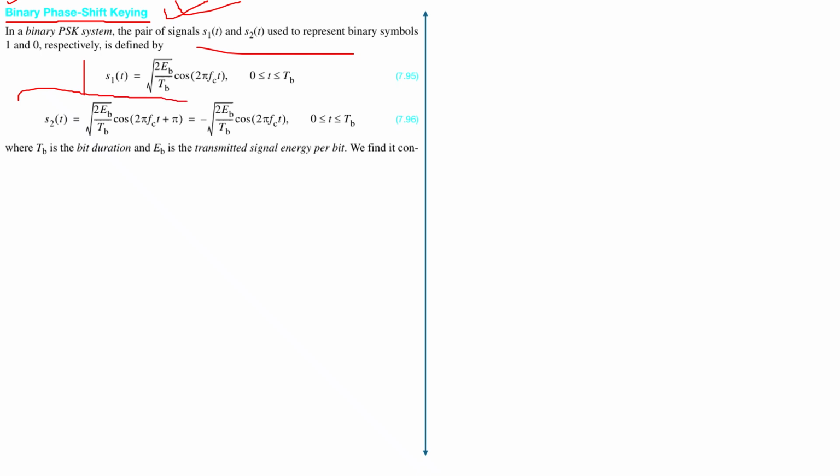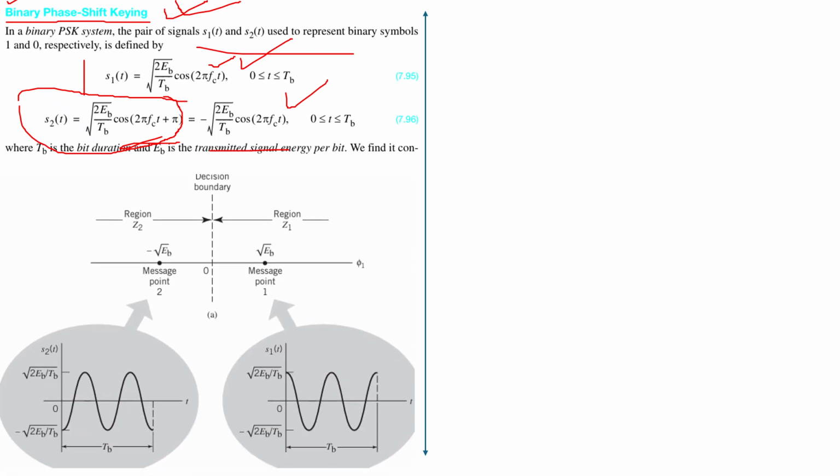So here s1 we can write as square root of 2Eb by Tb. This one belongs to signal s1(t), and if we shift by plus pi, of course it will become s2(t). Plus pi means cos will become minus cos. So you can say these are your 1 and 0 signals. Okay, in the signal space graph you can represent it. Here you can calculate the energy for both of them: minus of Eb for one piece of information, and plus of Eb for the other.